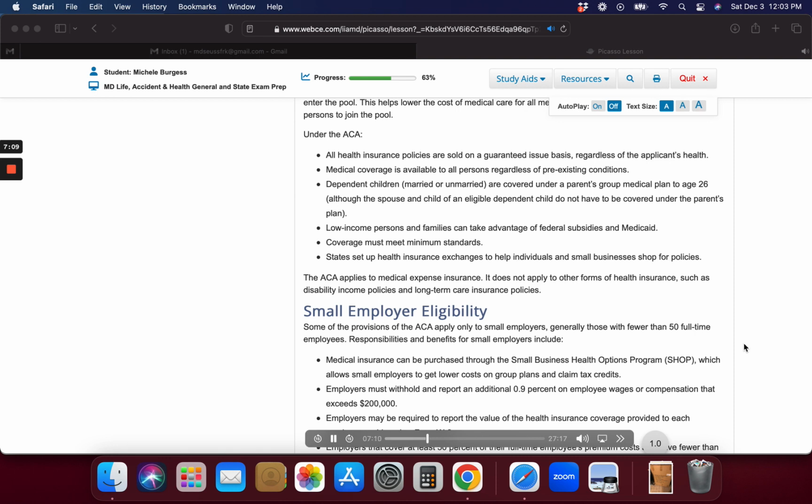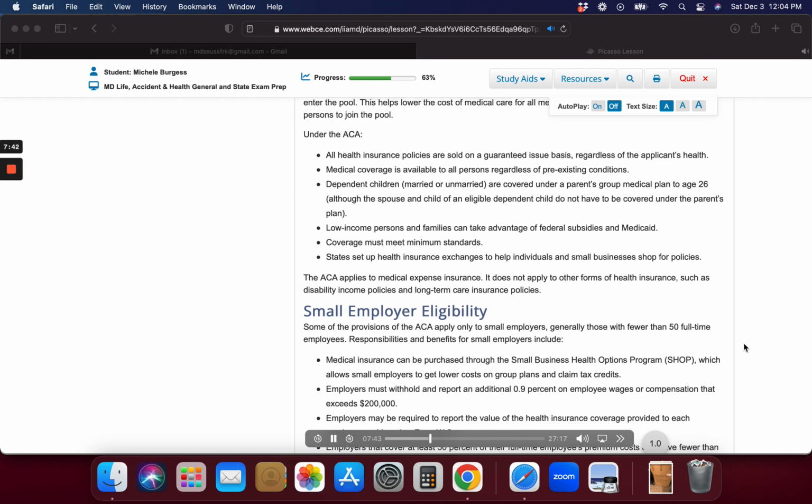Small employer eligibility. Some of the provisions of the ACA apply only to small employers, generally those with fewer than 50 full-time employees. Responsibilities and benefits for small employers include: medical insurance can be purchased through the Small Business Health Options Program, SHOP, which allows small employers to get lower costs on group plans and claim tax credits. Employers must withhold and report an additional 0.9% on employee wages or compensation that exceeds $200,000.